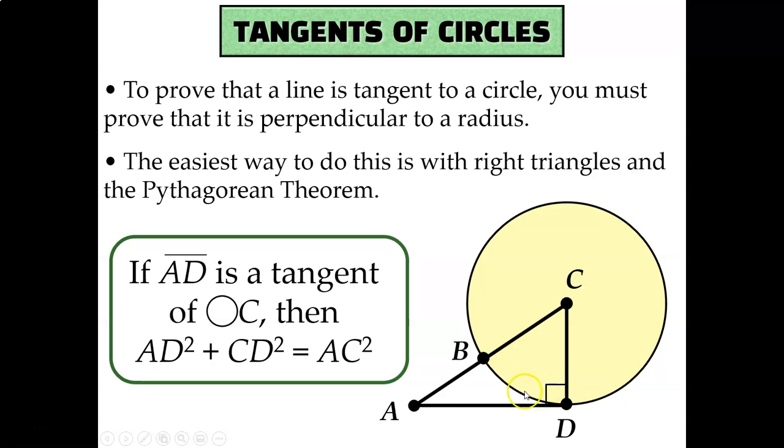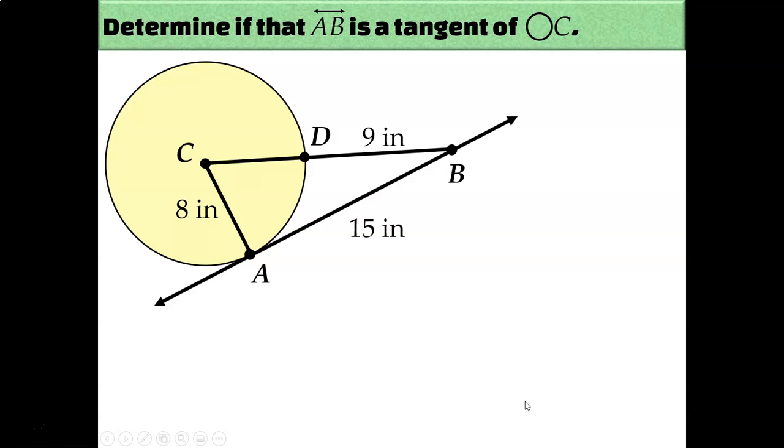Because if it's a right triangle, then AD must have been tangent. If it's not a right triangle, then AD was not a tangent. Let's give it a try.